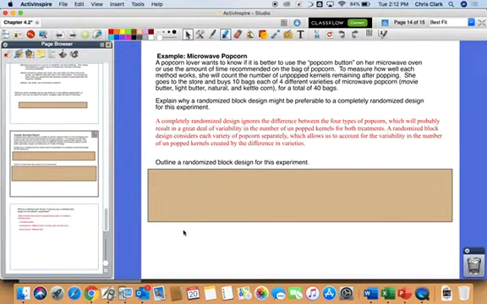Okay. Next thing I have to do, I have to pop the bags of popcorn and count the number of unpopped kernels and compare those 2 groups together to see which one has less unpopped kernels. And then I would be able to decide I'm going to use the popcorn button or the number of minutes.